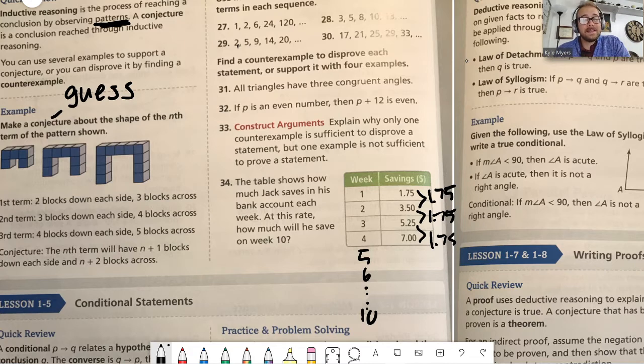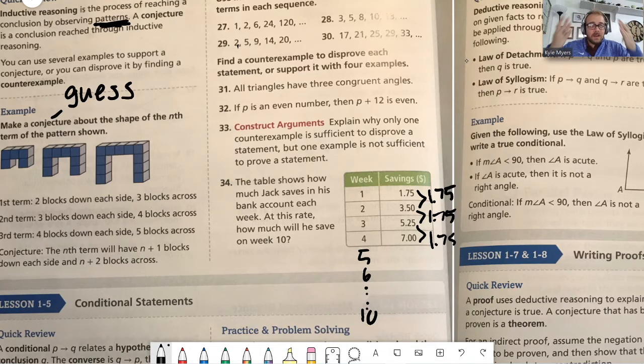Or what you can do instead is take the numbers and say, if it's $1.75 each week, week 1 is $1.75. Week 2 is two $1.75s, which is $3.50. Excuse the background noise. I think they're doing construction. So in week 3, you have three $1.75s.